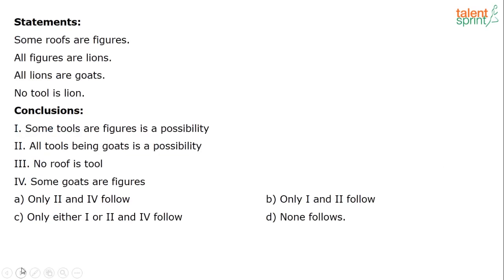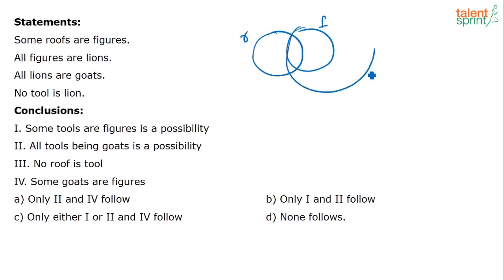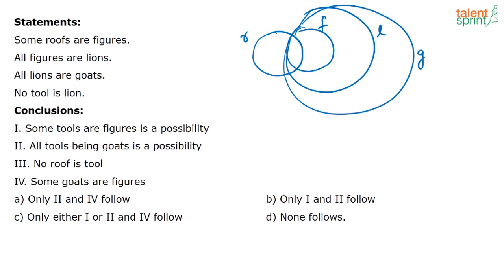Next question is there on your screen. So let me represent it. Some roofs are figures. All figures are lions. All lions are goats, and no tool is lion. So this is tool. Very similar to a previous question that we did, no?